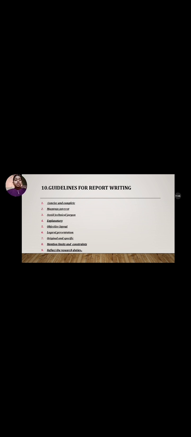A research report should not be dull. It should be such as to sustain the reader's interest. Then the next one is avoid technical jargon. Abstract terminology and technical jargon should be avoided in a research report. The report should be able to convey the matter as simply as possible.